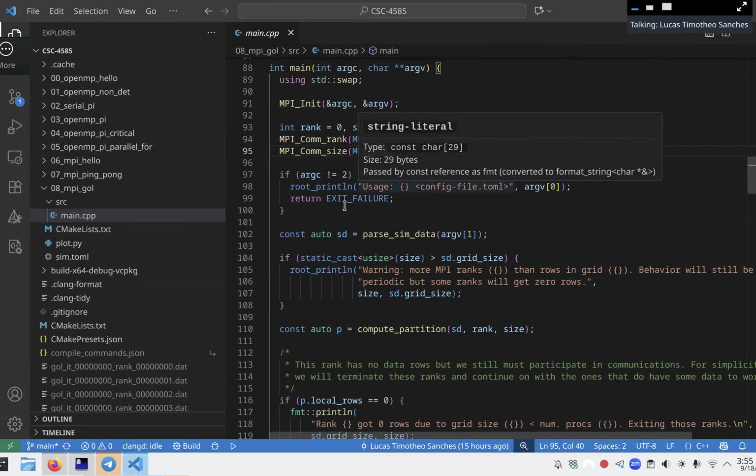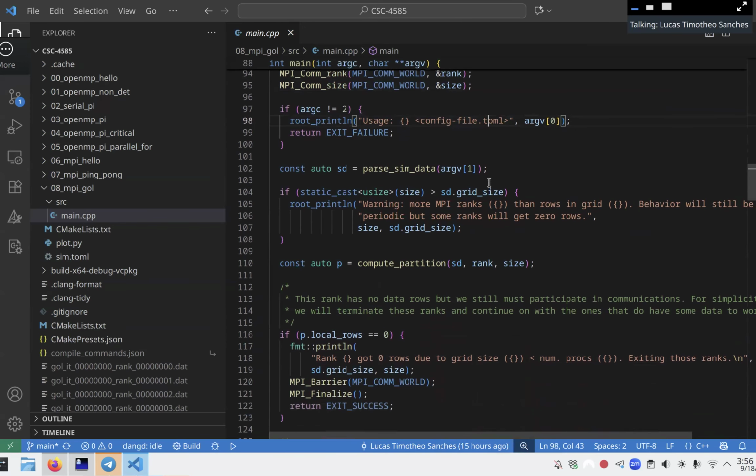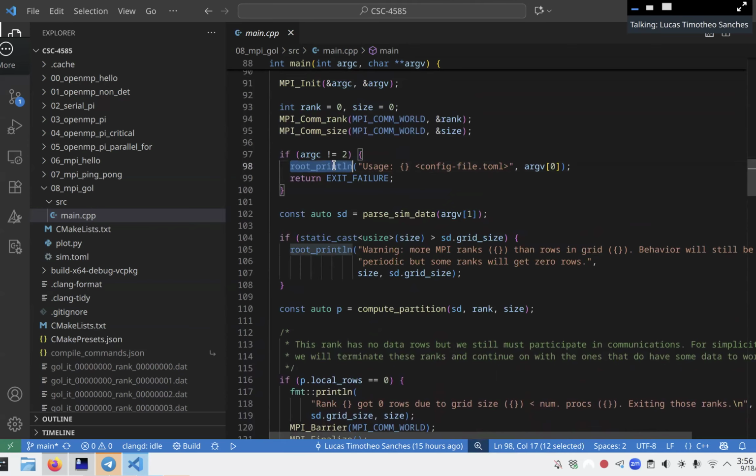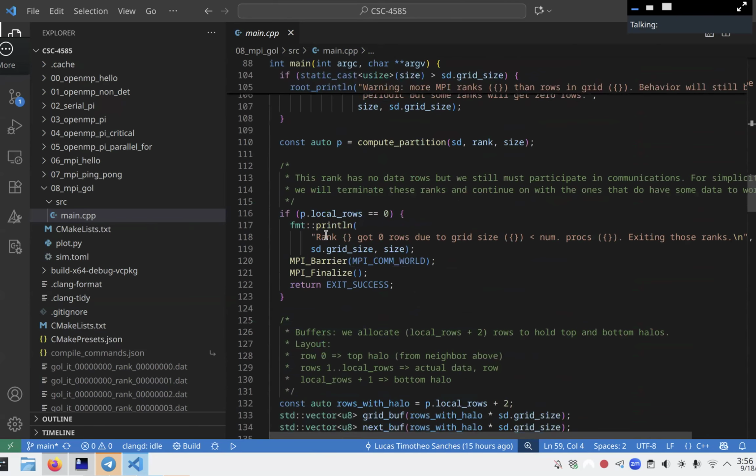I'm going to control this with a TOML file, which I'll pass on. This is not important, but here's something that may be interesting. I have defined this thing called root print line, and this is a macro. What this does is it only prints if I am process 0. Because if I don't have this, every process is going to try to print the same thing to the screen, and you're going to start seeing repeated messages. Process 0 is going to print something, process 1 is going to print the same something, and you're going to get a stack of messages in your terminal. So this guards you from that.